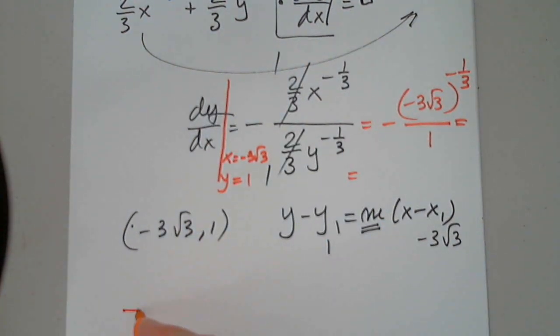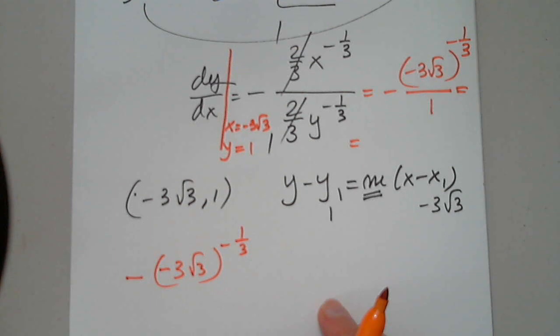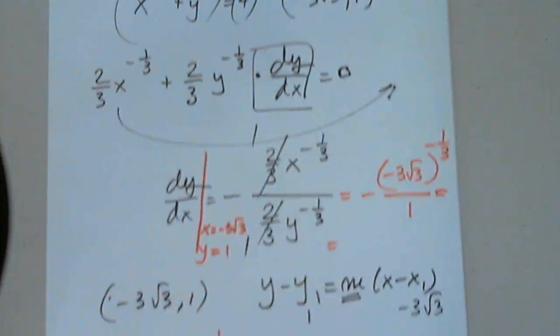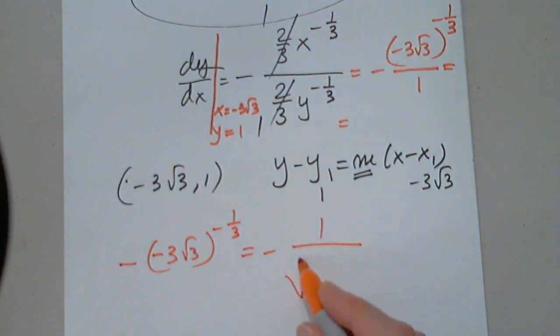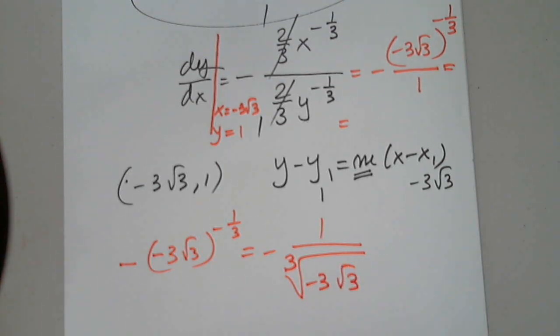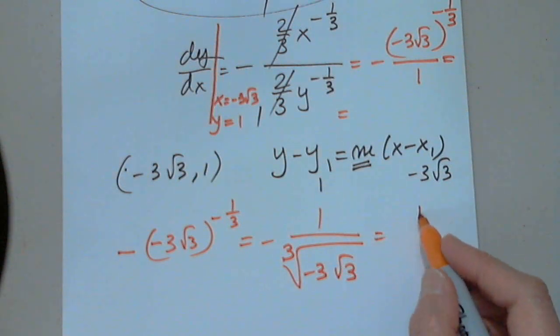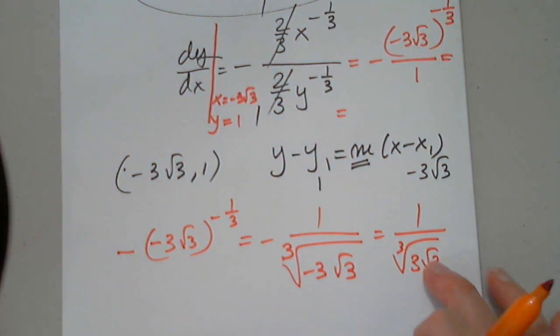So, -3 the square root of 3, I don't know how they came up with, I mean, they have to, because the point has to verify the equation, that's why it's so ugly. Okay, so this is -1 over, and you can write it as the cube root of -3 the square root of 3. And this is negative with negative in front, so this will become the cube root of 3 the square root of 3. And this is our slope.